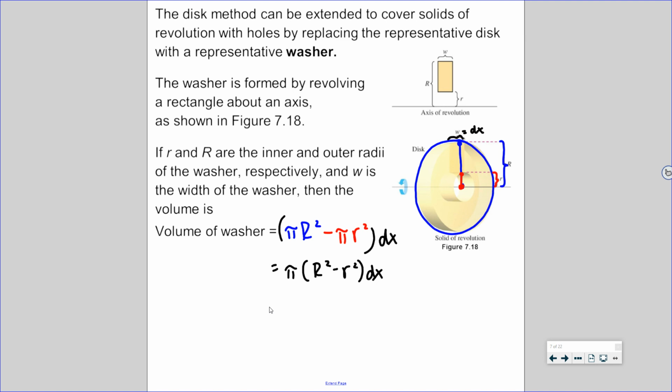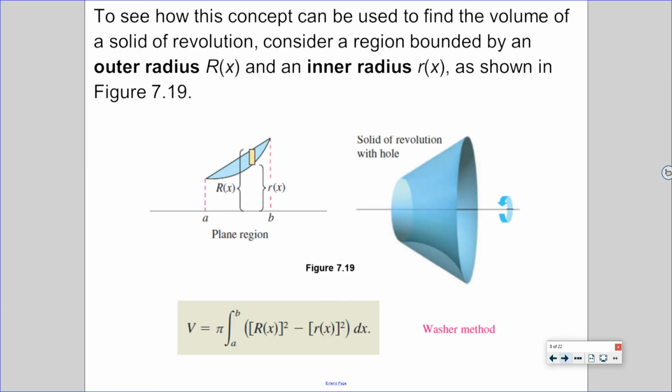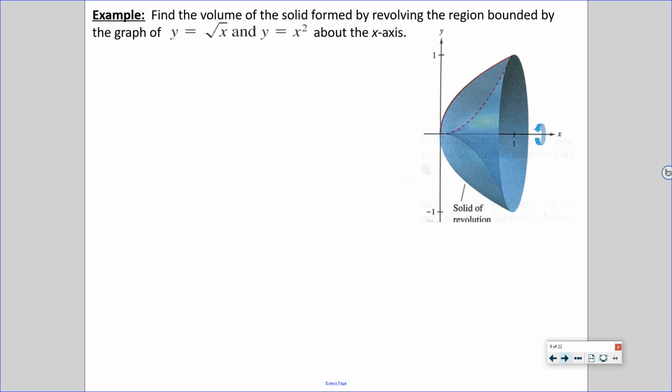Okay, so again, here's just another example. And here's your washer method. There's your formula. It just comes from the area, times by dx to get the width, using integrals to add up an infinite amount of washers. So this one is our first washer one. We'll pick that up tomorrow.